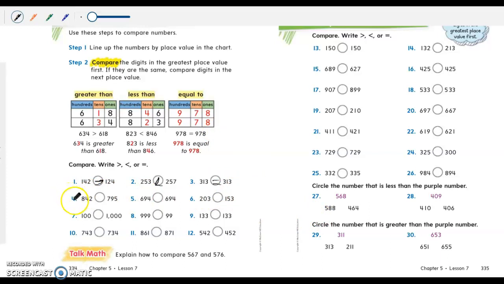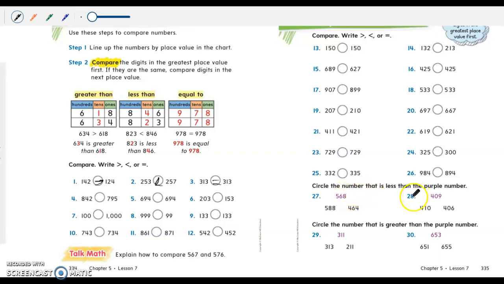Okay, so you should be able to do 4 through 26 on your own using the greater than, less than, or equal to sign. Let's look at number 27 because it's a little different. I want to go over at least each one of them. So it says circle the number that is less than the purple number. So you see the purple number, you're going to circle the number that is less than the purple number. So which one of these numbers, 588 or 464, is less than 568?